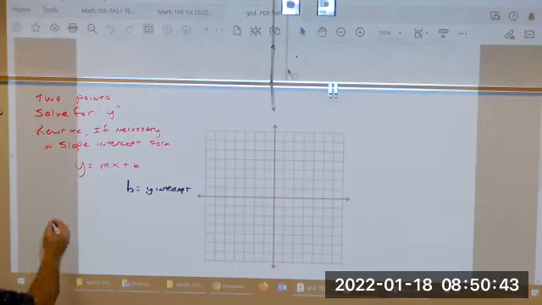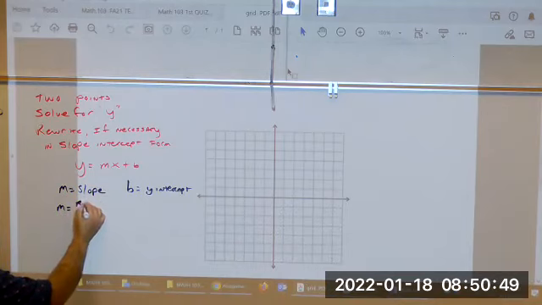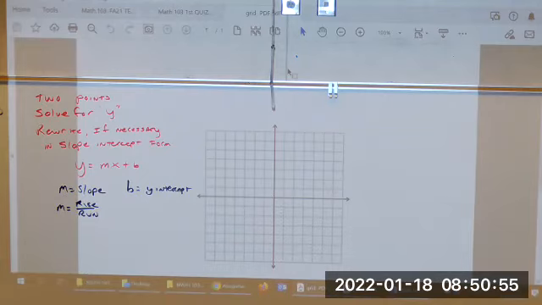The slope is the rise over the run of the line. It tells you how to go from one point to the next point. It's like having directions from one place to another place. Tells you how to get there. Rise is up and down. Run is across. Rise over run.